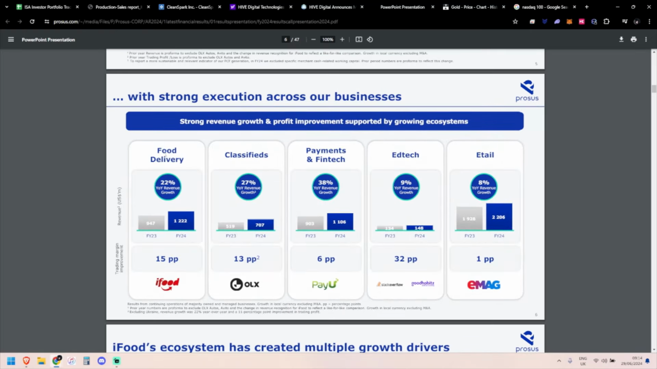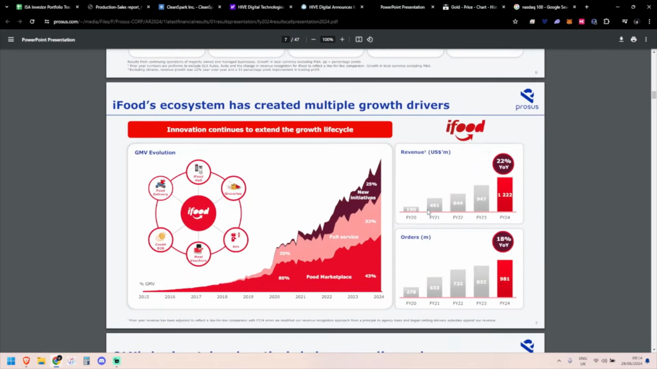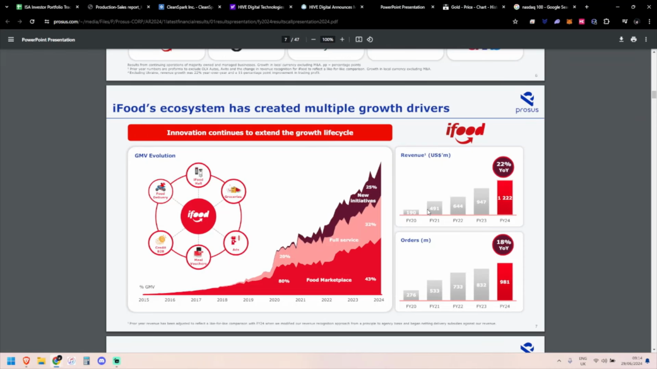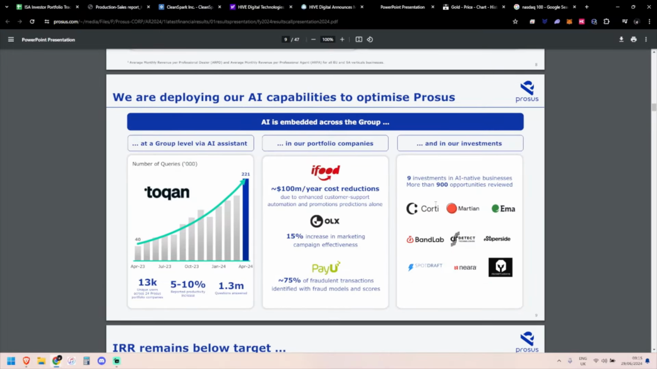As well, there's a breakdown showing strong revenue growth in food delivery and classifieds. I think the payments and fintech calculation is actually wrong there. I don't think it's 38% revenue growth. That looks more like 22% to me. Edtech is not doing quite as well. They've had a big knock from one of the Indian businesses, and e-tail is not doing quite as well either. But it's still very much an emerging markets bet: food delivery, education, that sort of thing. They have to have a slide on AI, of course. They're investing in AI startups and that sort of thing.